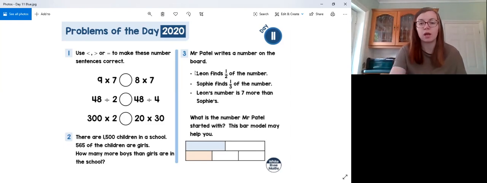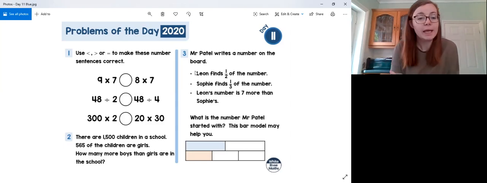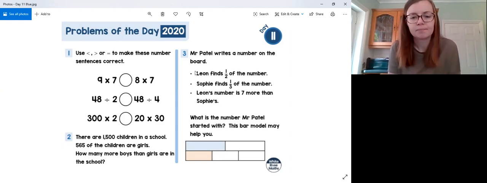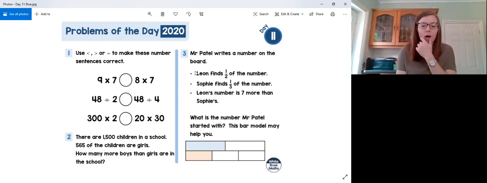Okay, and we are on to our last question of day 11. Well done for sticking with me. So we're back to Mr. Patel's mystery numbers on the board. Mr. Patel writes a number on the board. Leon finds half of the number. Sophie finds a third of the number. And Leon's number is 7 more than Sophie's. So what is the number that Mr. Patel started with? Again, they've given us a bar model to help.